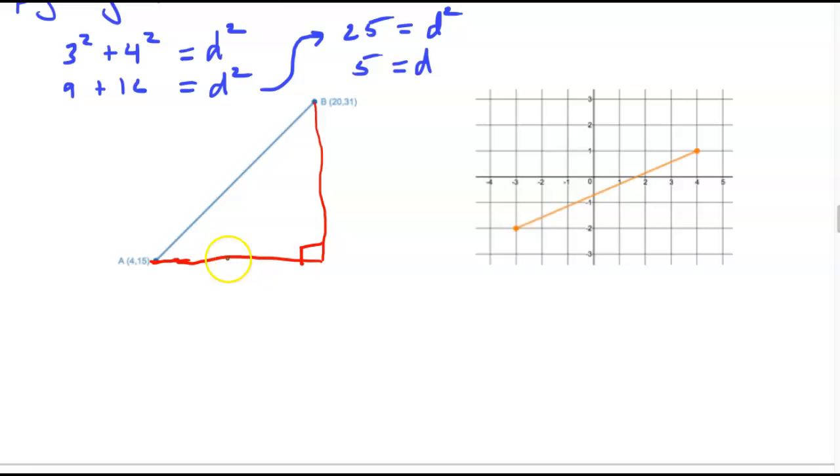This side right here, the length of this side, notice that if you think back to our horizontal line, only the x values change. So this is going to be the difference in your x values. Okay, so this distance right here is going to be 20 minus 4. And this distance here is going to be the change in our y values. So this distance is going to be 31 minus 15, the absolute value of that. It's nice and big.